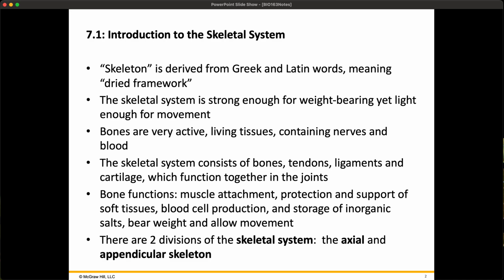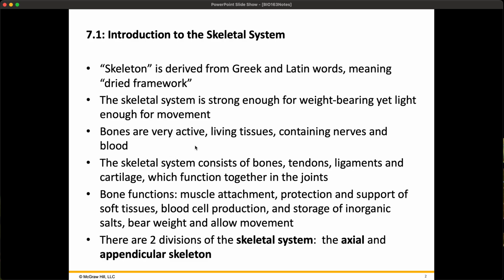Okay, so basic introduction to your skeletal system. Skeleton is a word that refers to the dried framework of the body. It is strong enough for weight-bearing activity, yet light enough for movement. It has this balance, and we'll talk about the structure of bone that gives it those qualities. Bones are organs.